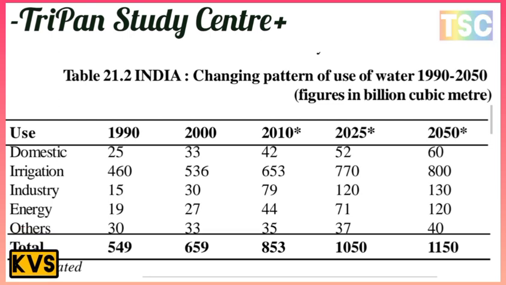Industry use is 15 in the 1990s, but by 2050 it is 130. Energy consumed is 19 in the 1990s, and in 2050 it is 120. Other uses are 30 in the 1990s, but in 2050 it is 40. This is the most important table for the changing pattern of the use of water, in billion cubic meters.